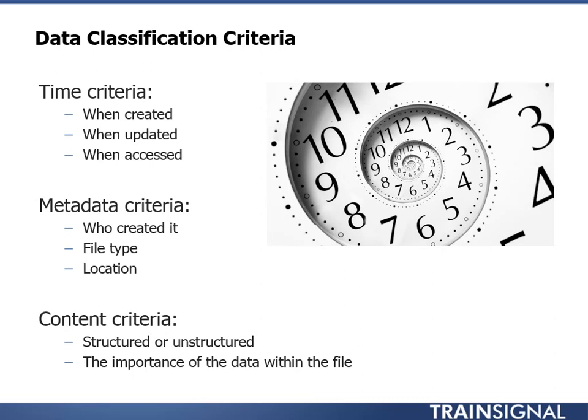If a file is unstructured, well, you have to have a human being look at it and try to figure out what the content in it is and assign some sort of value to it. So the content criteria is fairly manual and difficult to assess. It can't be done automatically like the time or the metadata criteria.